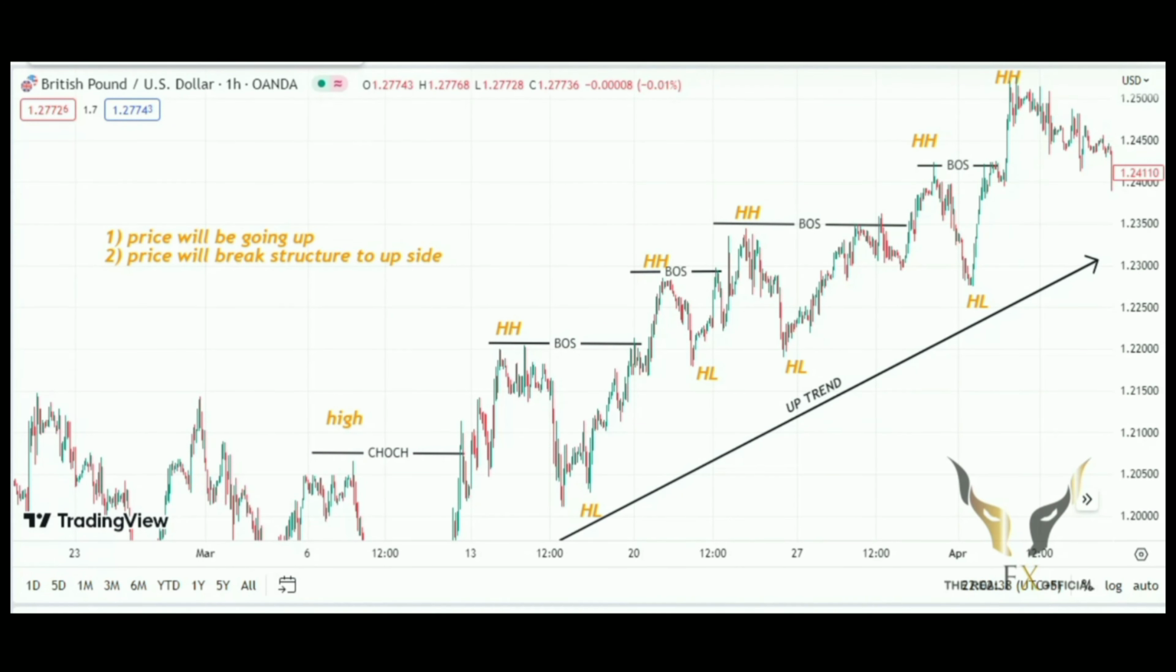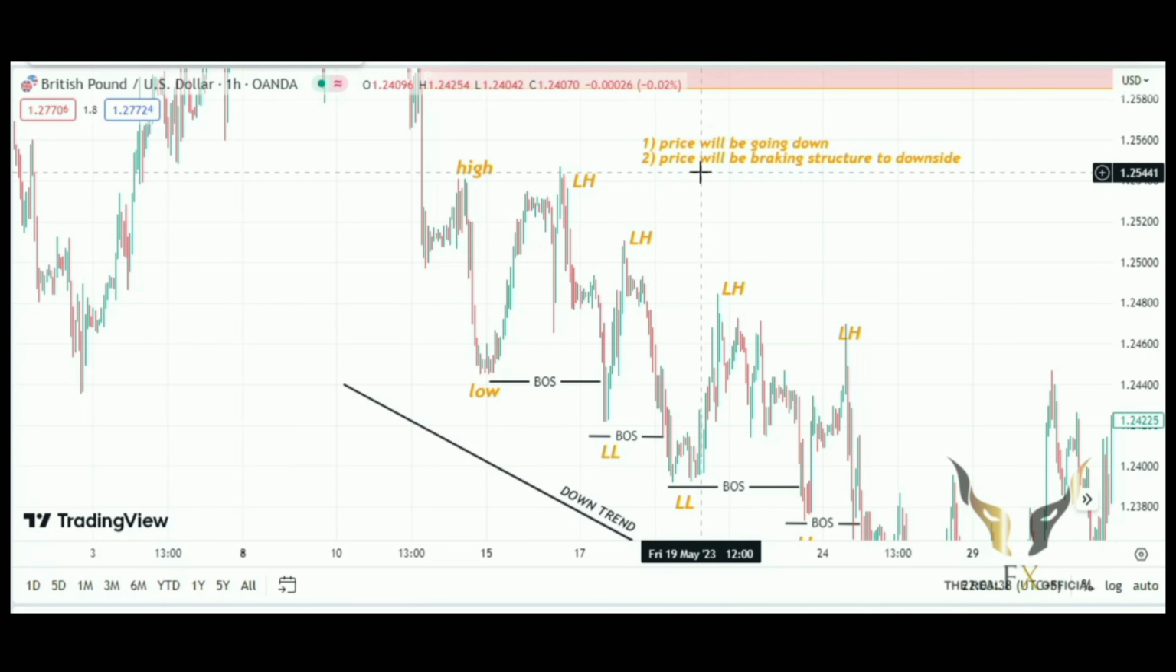We have two scenarios for the bearish trend right here or everywhere, okay. The first scenario is that the price will be going down, so we can see clearly that the price is going down, okay. And the second scenario is that the price will break the structure to the downside, or the price will break the recent low. So let's try to understand how the price is breaking the recent lows, okay. So here, what we can see is that the price has just created a high, then impulsively pushed to the downside, okay, created a low right here.